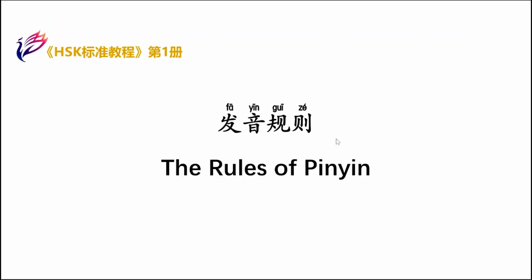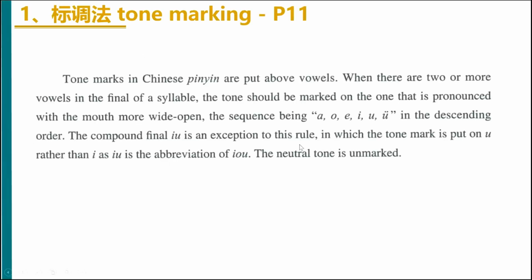Let's move to the last part, the rules of pinyin. The first rule is the tone marking. Tone marks in Chinese pinyin are put above vowels. When there are two or more vowels in the final syllable, the tone should be marked on the one that is pronounced with the mouth more wide open.